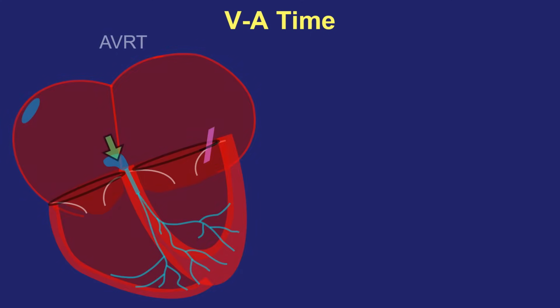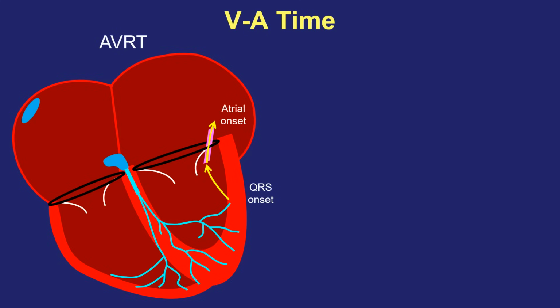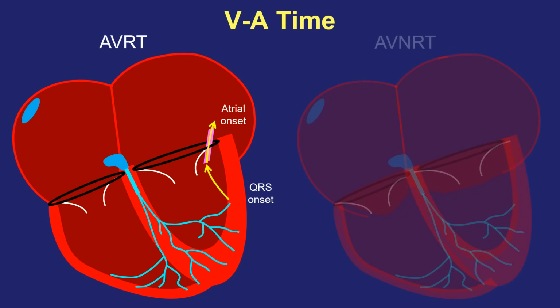Let's think about AVRT. Here's again that AVRT activation sequence where we're going down the His-Purkinje system, across ventricular muscle, up the accessory pathway, across atrial tissue, and back down to the AV node. But when you think about the VA time, the V starts at the ends of the Purkinje fibers where the QRS is initiated, and then you cross ventricular muscle, and then you go up the accessory pathway. And so that has to take a certain period of time from the beginning of the QRS to the beginning of the atrial activity.